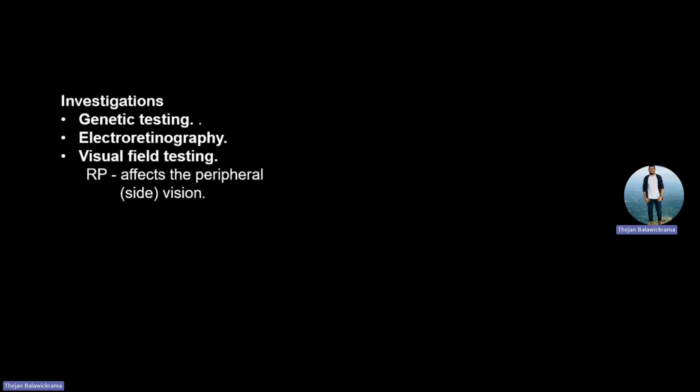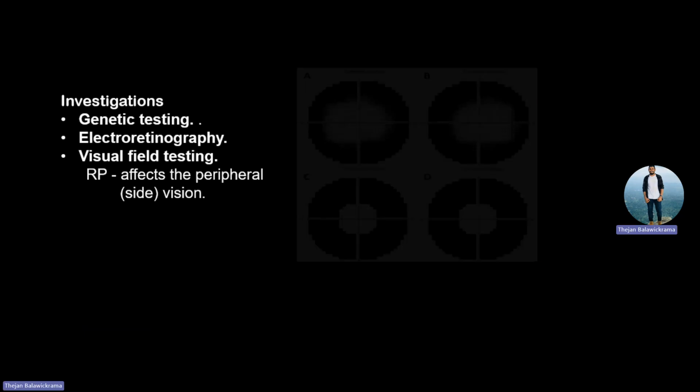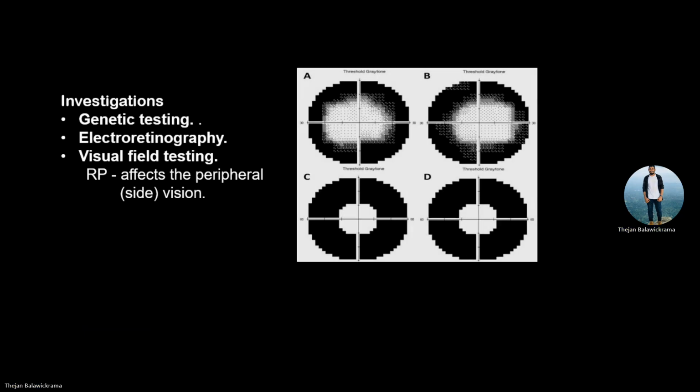You have to do the genetic testing because it comes down the line. Then you have to do electroretinography, and then the visual field, and this is what you see. The center is okay until the end, but the periphery is gone. In retinitis pigmentosa, the visual field shows tunnel vision. Got it?